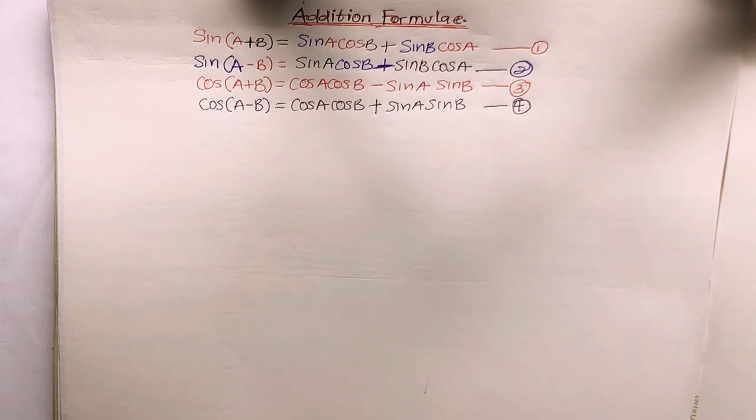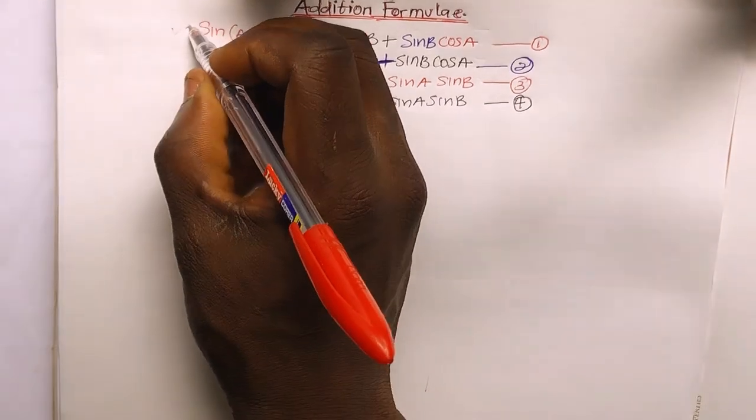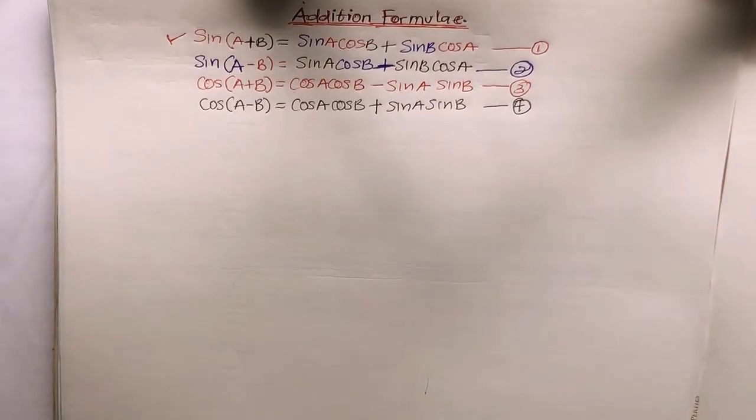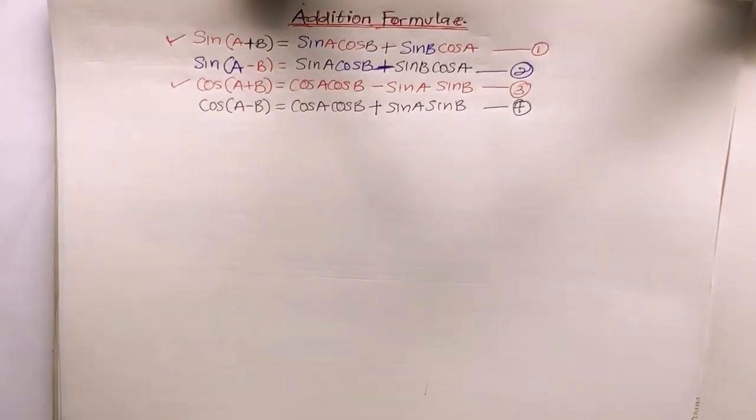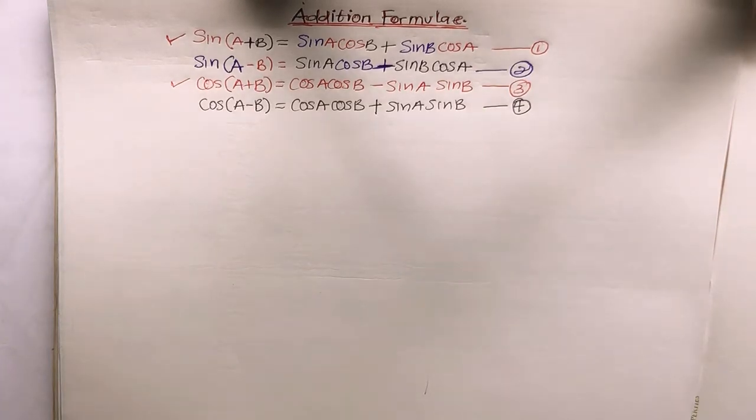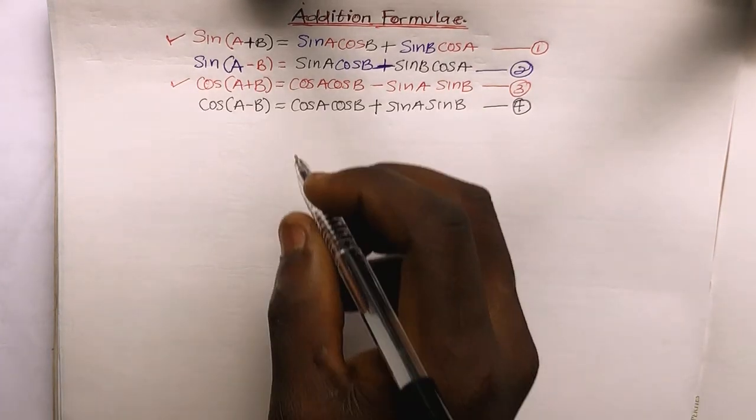Since in this video I'm going to introduce you to the addition formula, that means I'm going to deal with the two identities that have the addition sign. Look at this. That means I'll be dealing with my first one, which is sine(A + B), and the third one, which is cos(A + B). Now let's prove further.